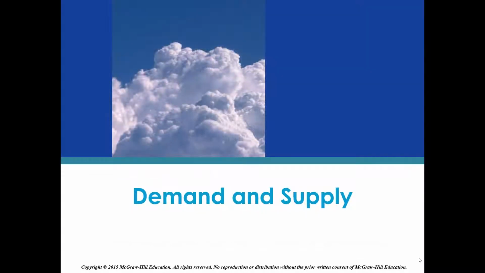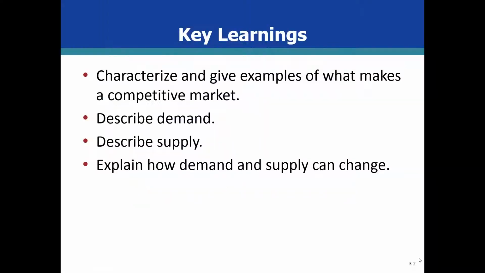I'd like to start this chapter by reading a quote from McConnell's book, "The model of supply and demand is the economic profession's greatest contribution to human understanding because it explains the operation of the markets on which we depend for nearly everything that we eat, drink, or consume." That's a pretty powerful statement.